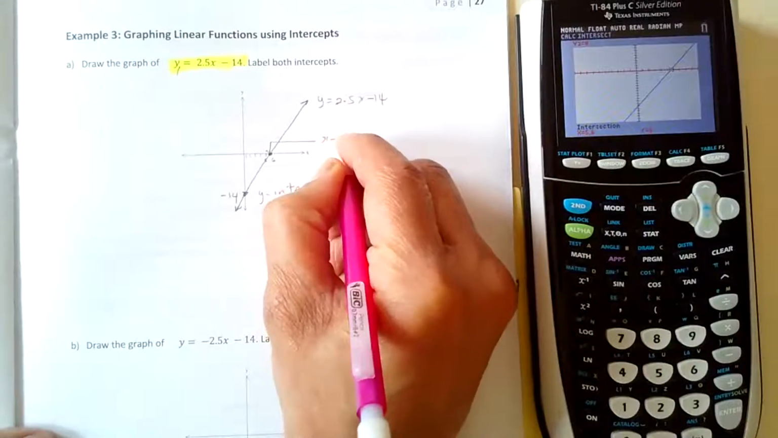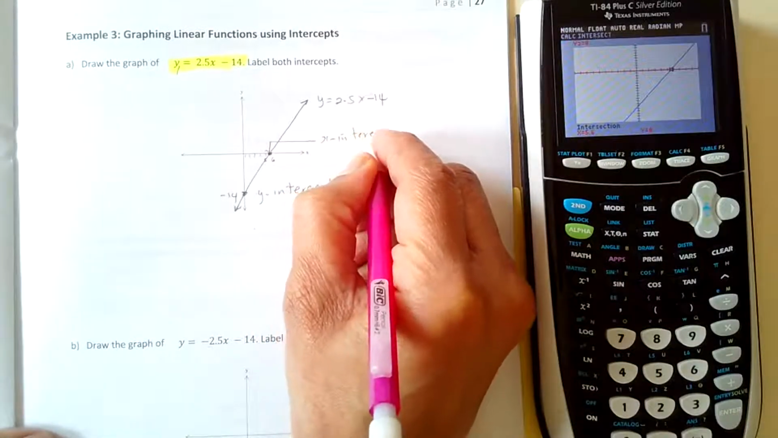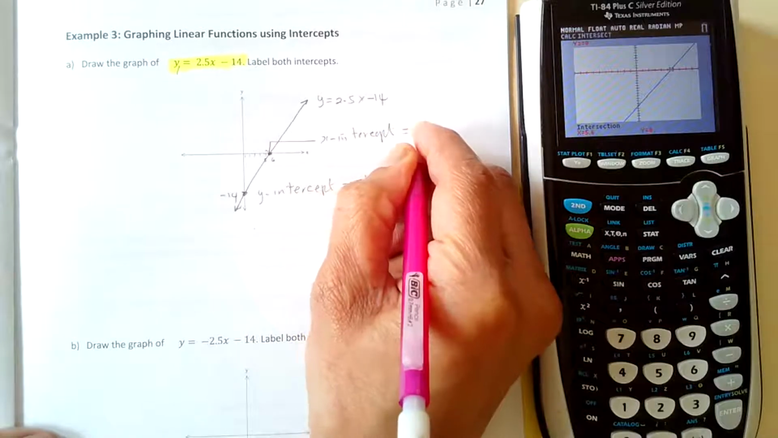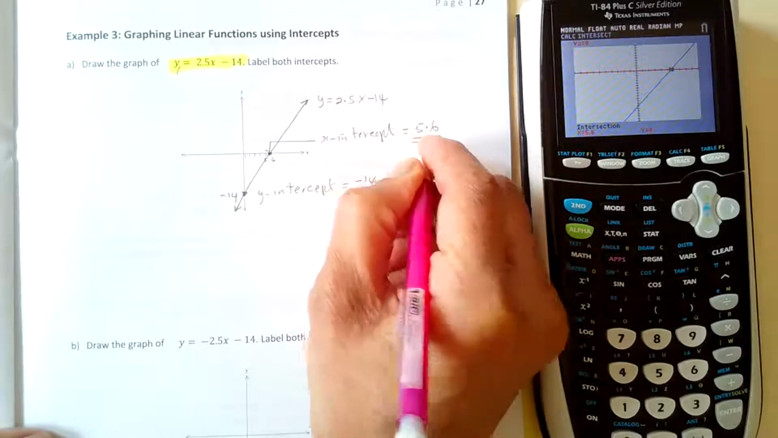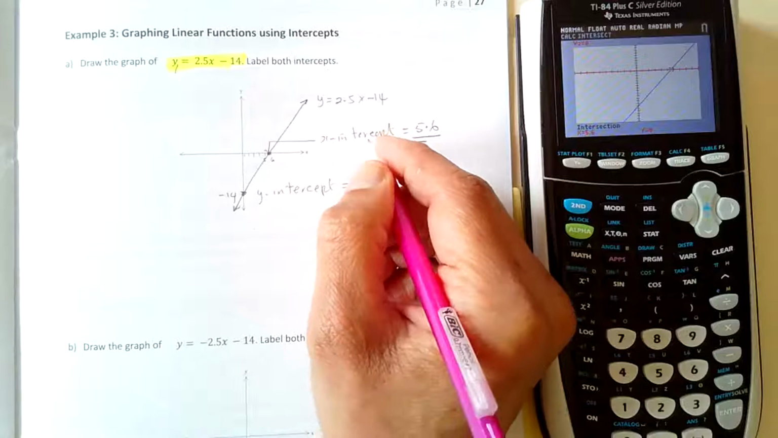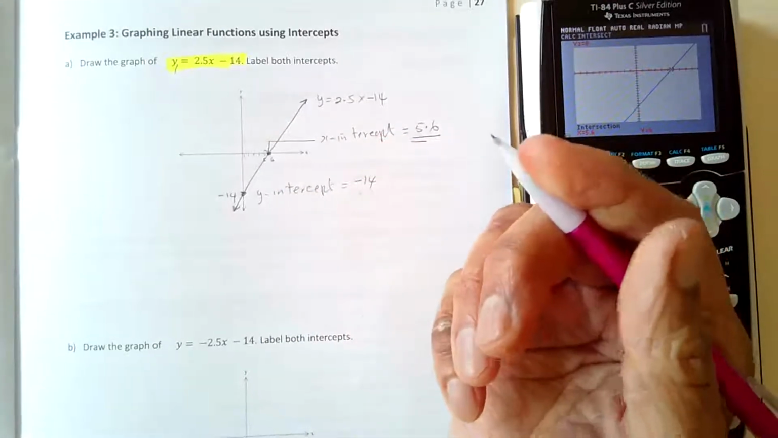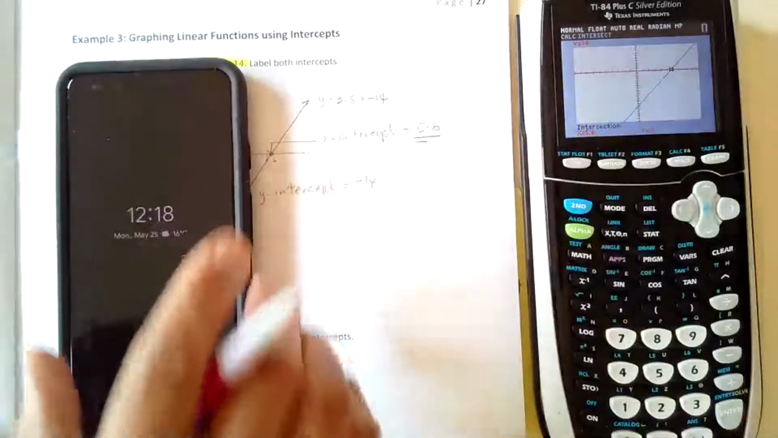So x-intercept equals 5.6. You can go ahead and do it algebraically, but right now you want to stay with your graphing calculator.